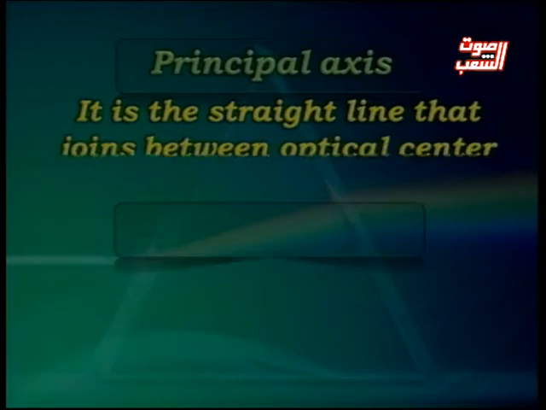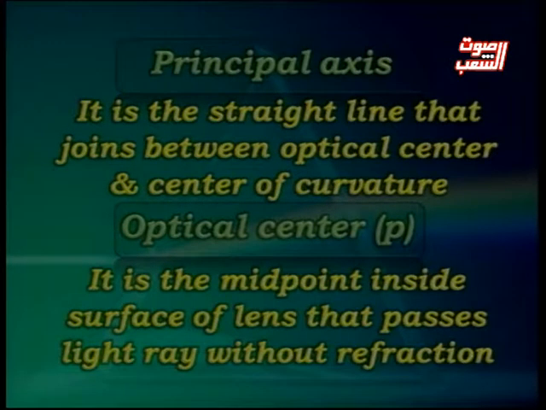After that, we have the definitions of each part. Number one, the principal axis. The principal axis is the straight line that joins the optical center and the center of curvature. If you write, this is the key word of this definition: a straight line that joins two points, the center of curvature and the optical center. Second, we have the optical center, P. It is the midpoint inside the surface of the lens that passes a light ray without refraction. Again, it's very important to know this. The optical center is the midpoint in the center of the optical piece called the lens. So this midpoint passes any light ray without any refraction.